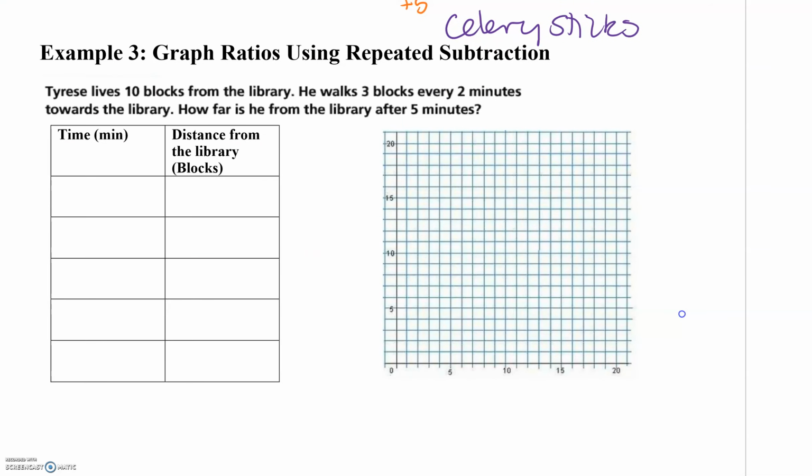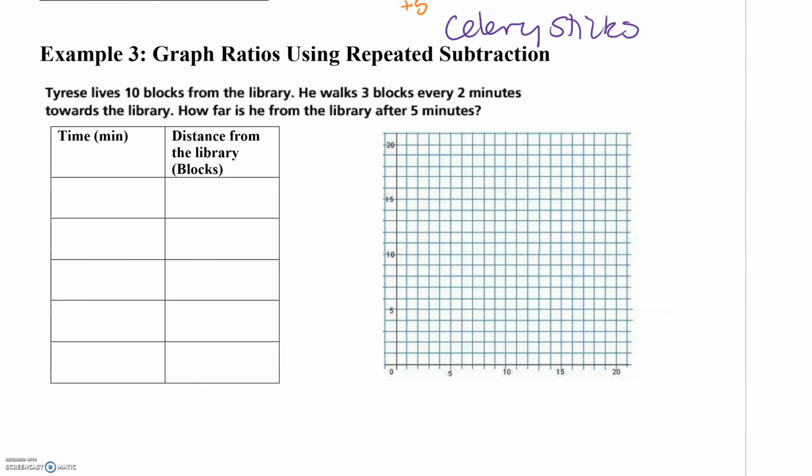All right, so then let's look at another one. This one looks like we're looking at some subtraction here. So Tyrese lives 10 blocks from the library. He walks 3 blocks every 2 minutes towards the library. How far is he from the library after 5 minutes?